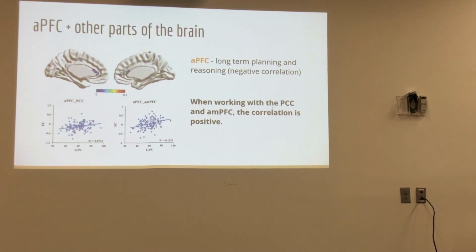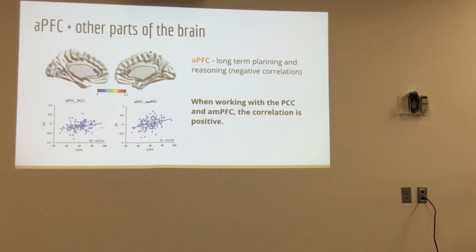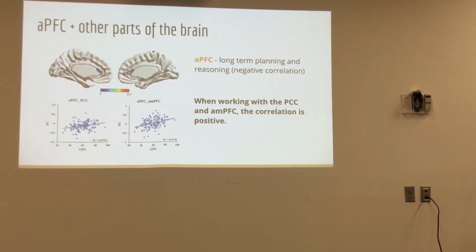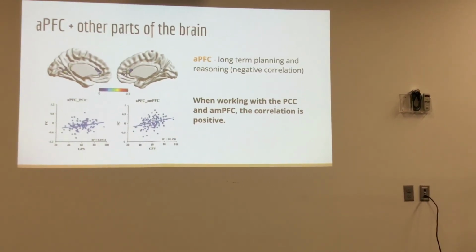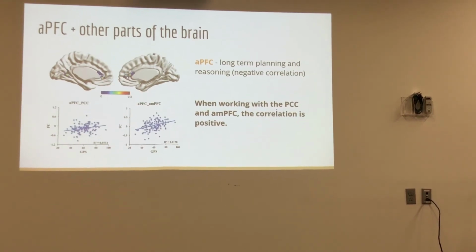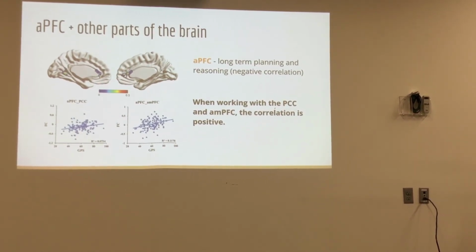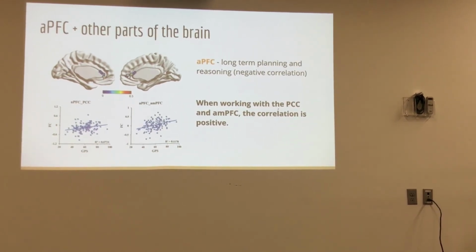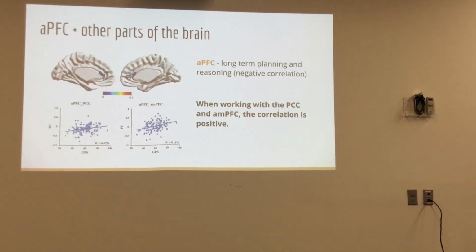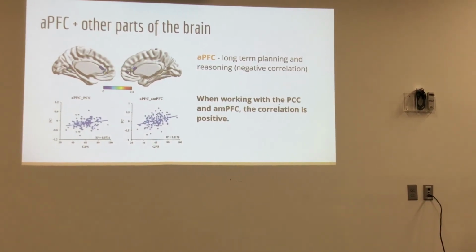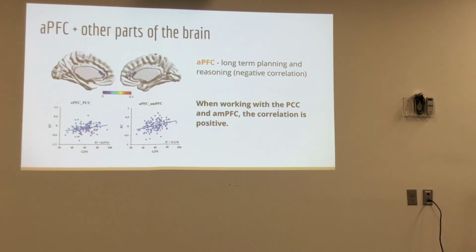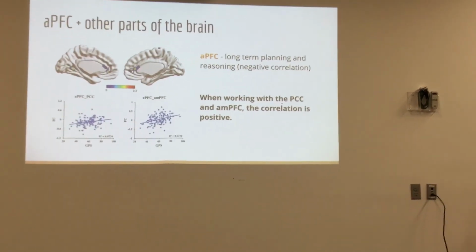Okay, so we're going to look at the APFC, and how it works with other parts of the brain. So to refresh our memories, the APFC is associated with long-term planning and reasoning, and it has a negative correlation. So as you think about the future more and plan out, you're less likely to procrastinate. So that was, on its own, a negatively correlated part of the brain. So as you procrastinated more, this part of the brain was less active.